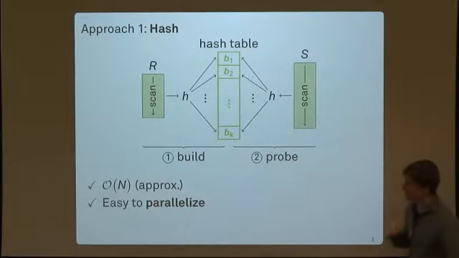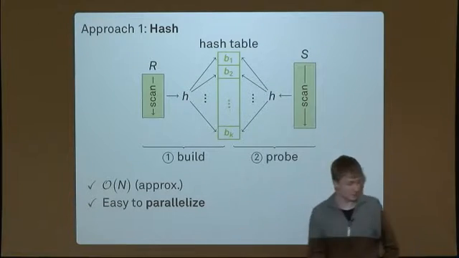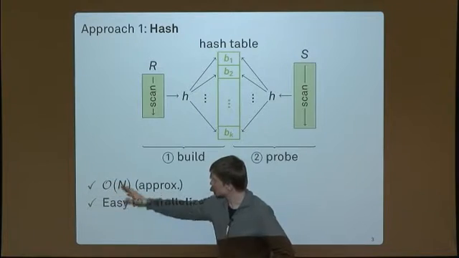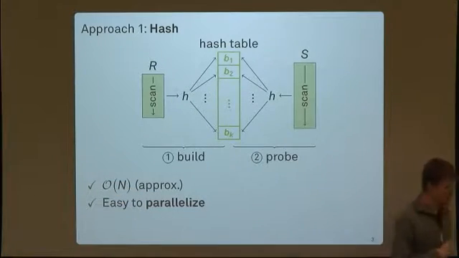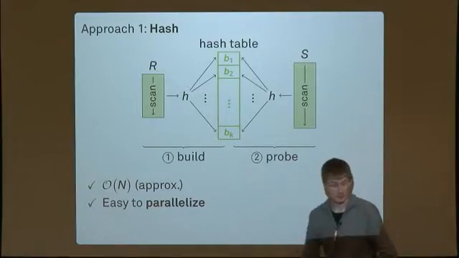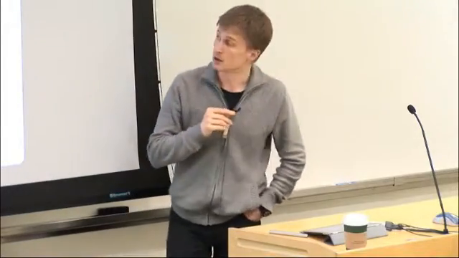Hash join is popular because it has nice complexity properties. I wrote here, a little bit fuzzily, O of n, so it's linear in the sum of the sizes of the two input tables, and it's very nice to parallelize. We'll see that in a bit.